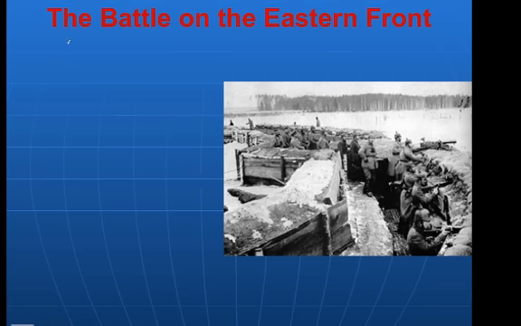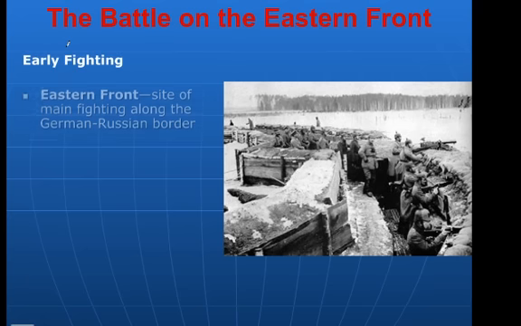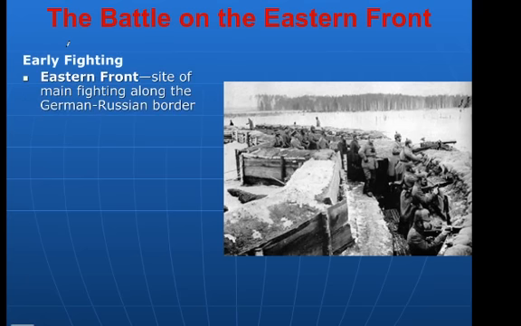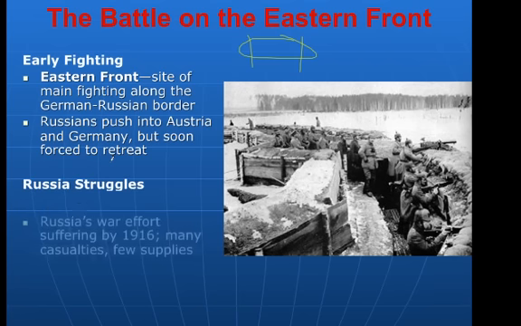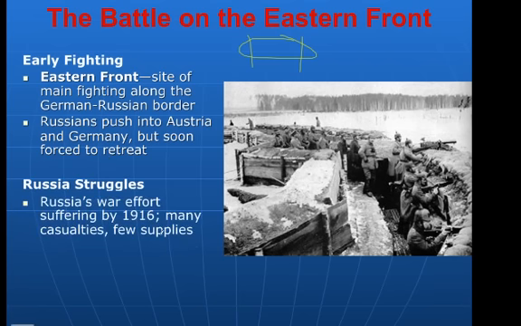Okay, so if you have a Western Front, you're going to have an Eastern Front. The Eastern Front is basically going to be fighting along the German-Russian border. Again, here's Europe, Western, Eastern. All right. Russians push into Austria and Germany, but are soon forced to retreat. The Russians have some problems. They have a ton of guys dying.